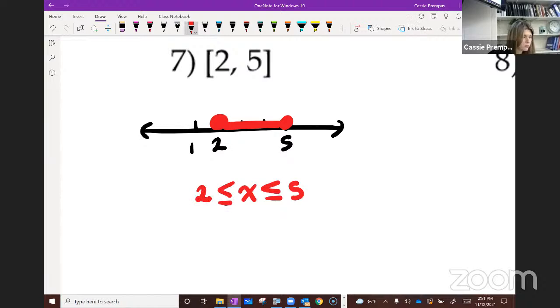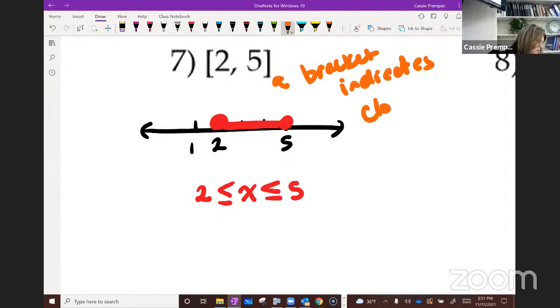Why do we know whether it's closed or open again? Because the bracket indicates a closed circle.